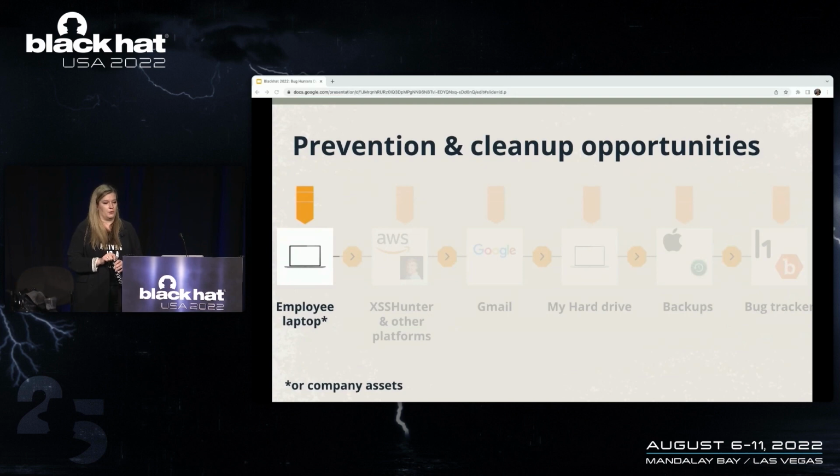So let's start with the employee laptop. First, internal apps should have the same level of security as external apps. The type of data processed should define the level of security. So even if it's happening internally, you need to make sure that you're thinking about the security on your internal apps. Also make sure you're thinking about roles and responsibilities, right?